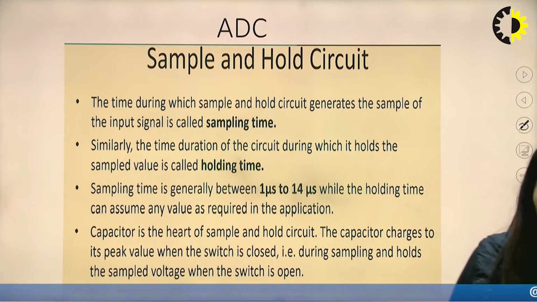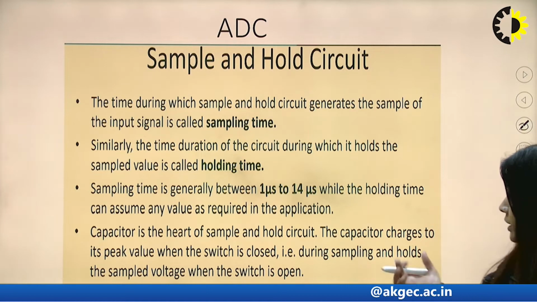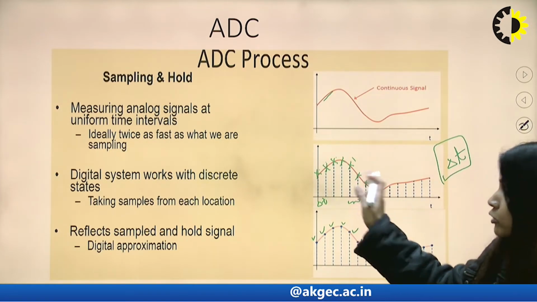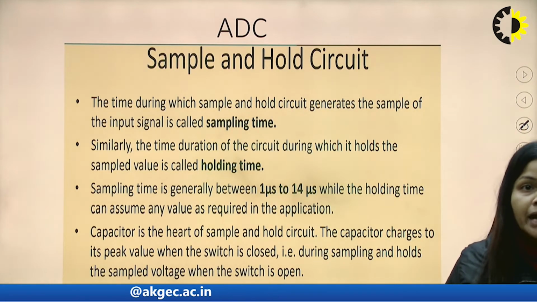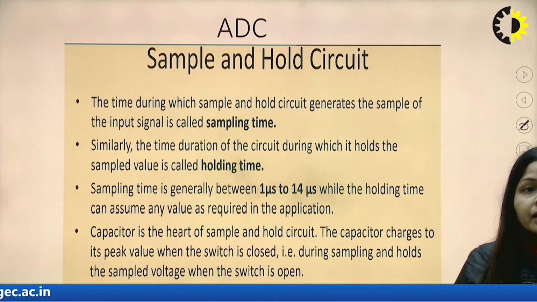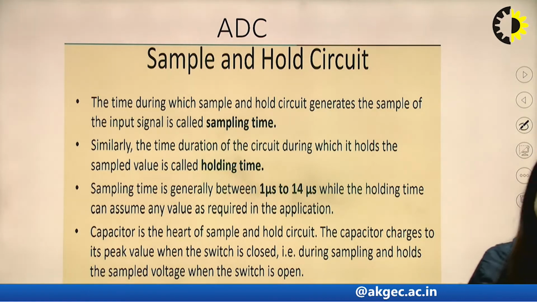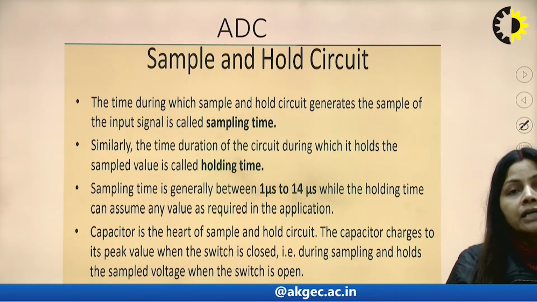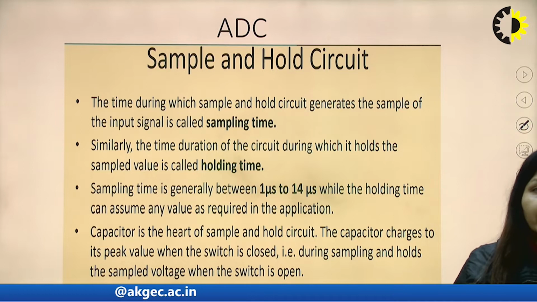So the duration of the circuit for which the sample value is held: for the time duration delta t, this sample value should be held, and this is known as the holding time. So there is a sampling time, the time during which the sample and hold circuit generates the sample, and the time duration in which the circuit holds the sampled value is known as holding time. The sampling time is generally taken between 1 microsecond to 14 microseconds, while the holding time can assume any value as required for the application purpose.